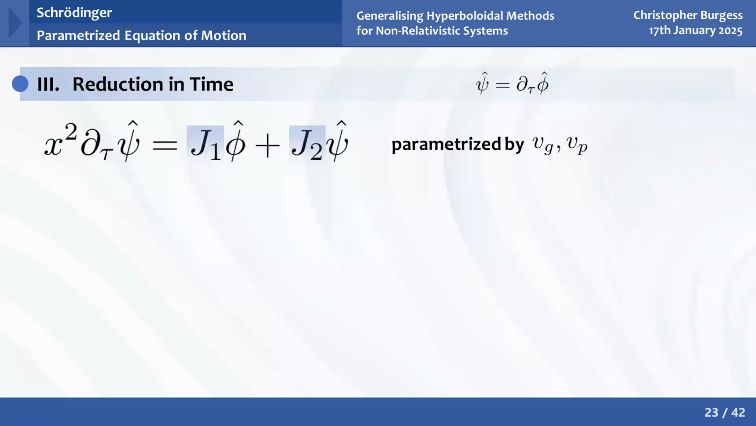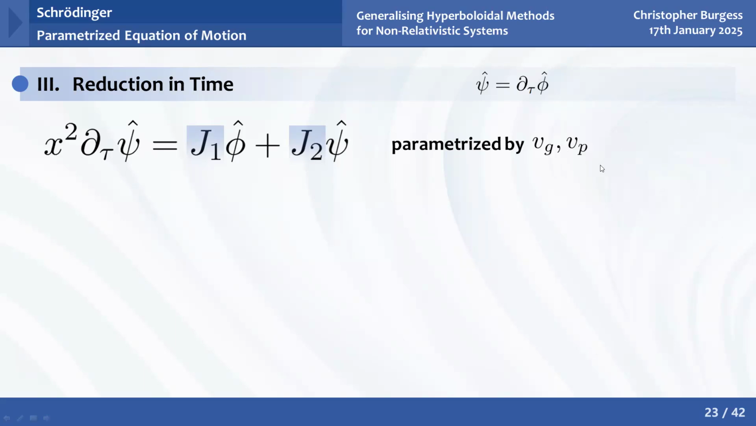So having done that, you end up with an equation of motion, which looks something like this. And you'll notice there's an x squared in front, so this looks a little bit different from what we had before, but I'll get to that in a moment. The important point here is that these J1 and J2 operators are now parameterized by Vg and Vp.